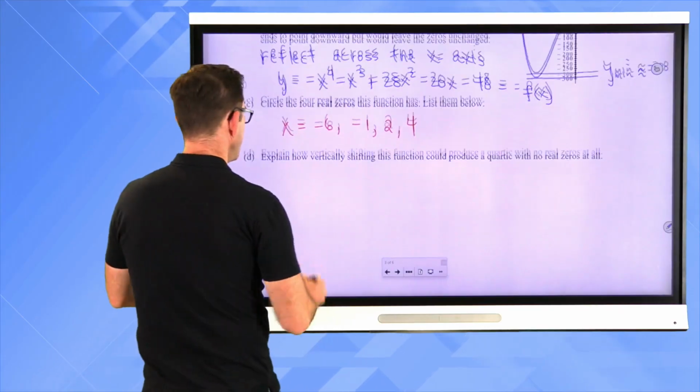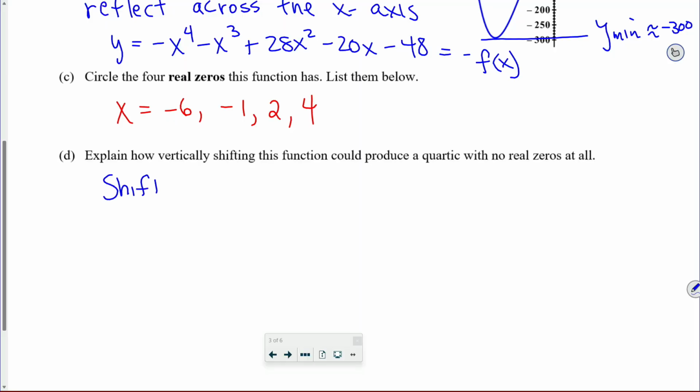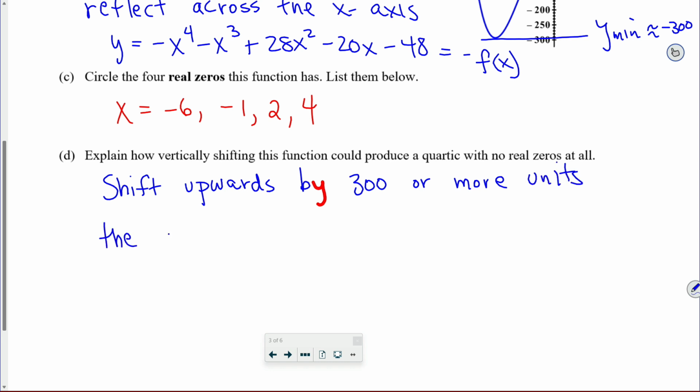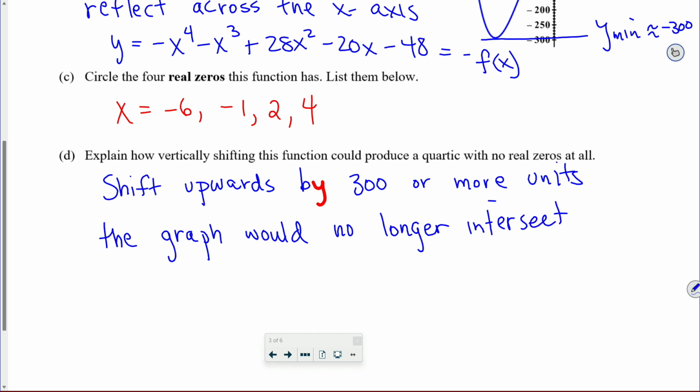So if I simply shift upwards by 300 or more units, the graph would no longer intersect the x-axis.